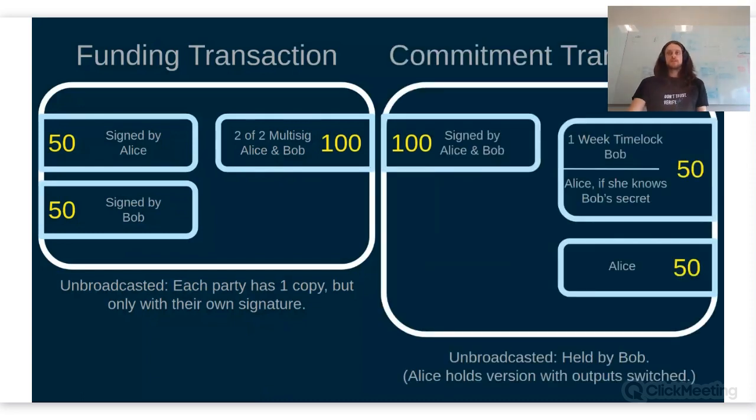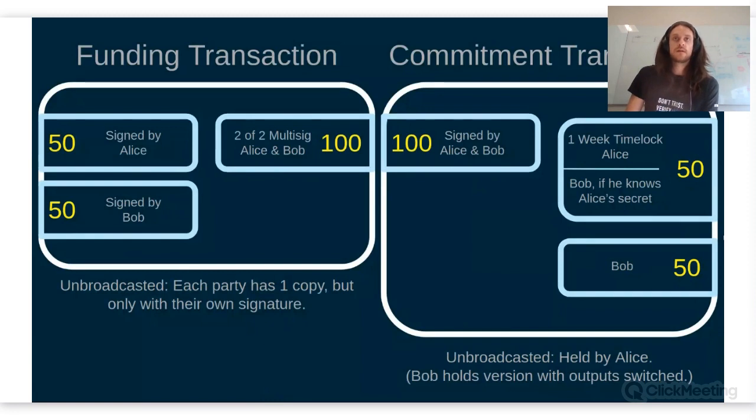So a commitment transaction in Lightning looks something like this today. Bob will create a transaction like this that requires a signature from Alice and Bob, and sends Alice her money back, and sends Bob his money back, but with a 1-week time lock, and if Alice knows Bob's secret. Now, hopefully you know what hashing is, because that's where this secret mechanism comes in, but we're going to do a very, very quick overview of that.